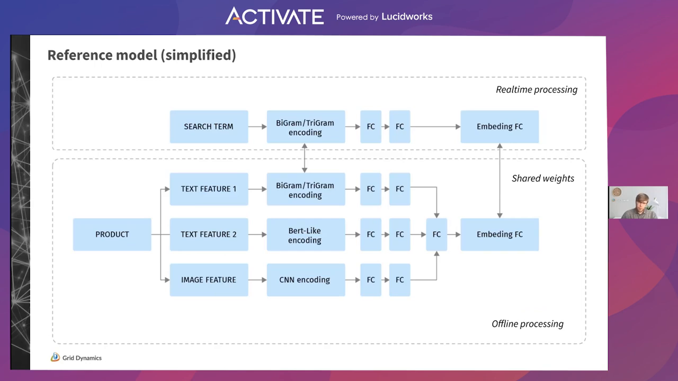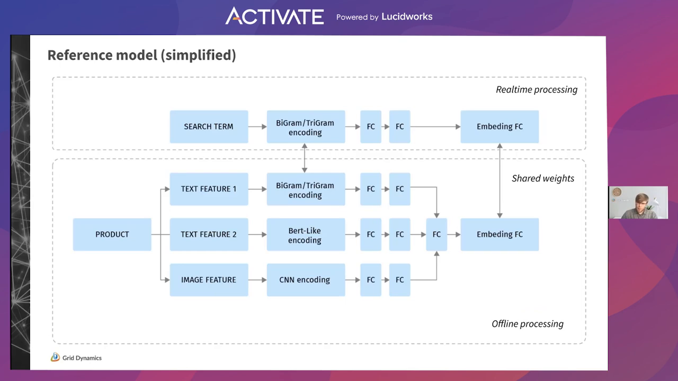As an offline process, we will take the product. We will try to extract all useful information from it using different techniques for encoding, including simple bigram text encoding or transformer encoding, or even using state-of-the-art convolutional neural networks to extract features from the images. After we extract all these features, we will combine them by joining them together and sending them to the pre-final fully connected layer. That will help us to aggregate all this information and will set a proper weight during training for all these features based on their importance.